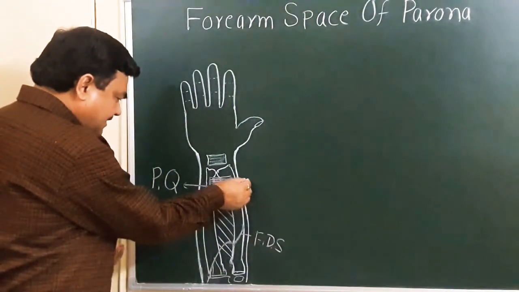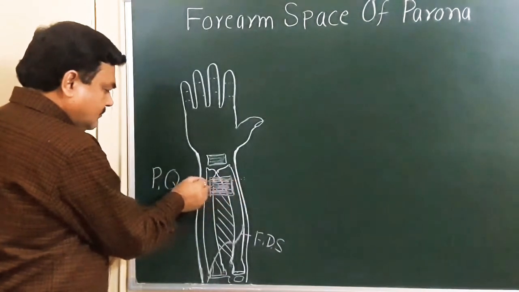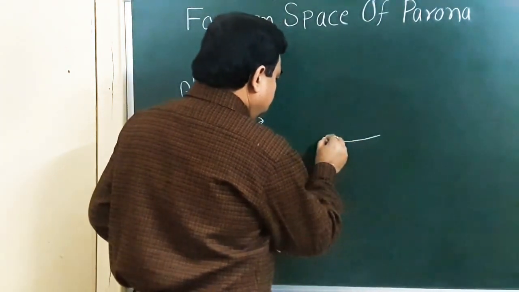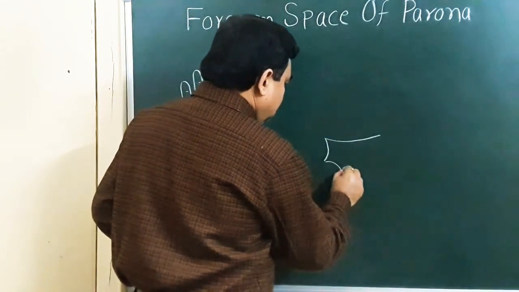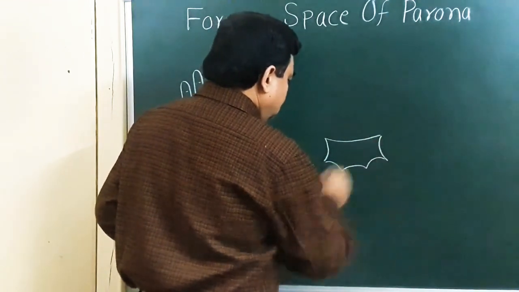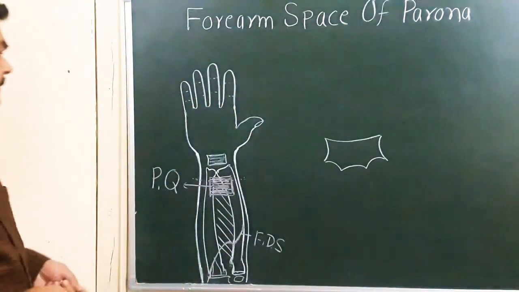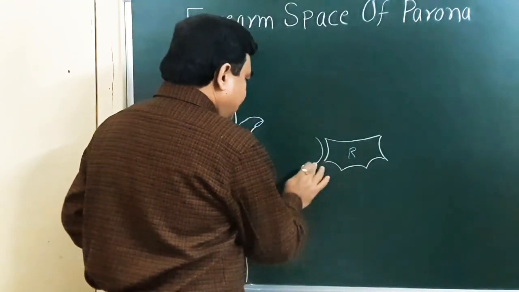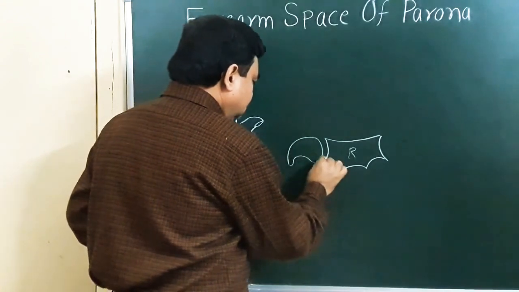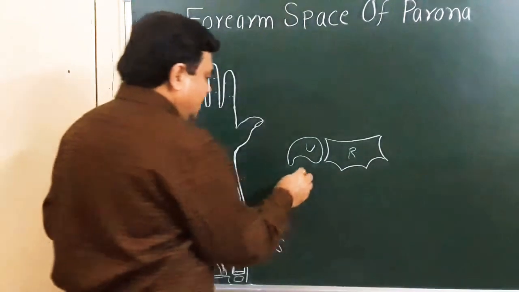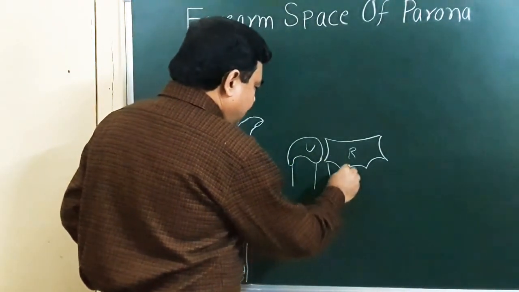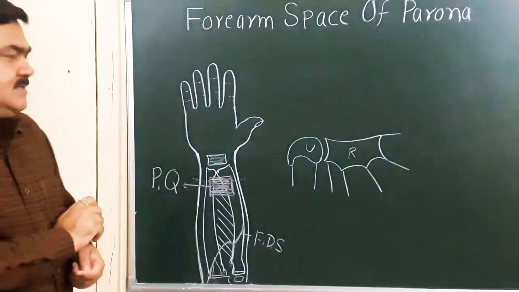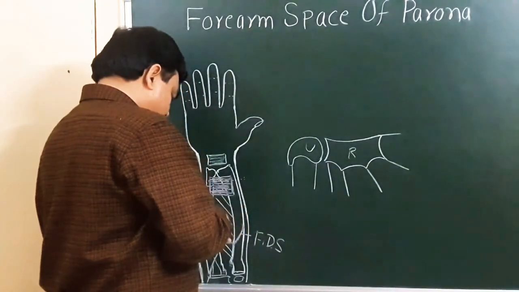If you cut a transverse section at the distal part here, you will find this is the radius. Here is the ulna. Here is the intermuscular septum. One, two, three, 4, 5, 6. These are 6 compartments present on the posterior aspect.